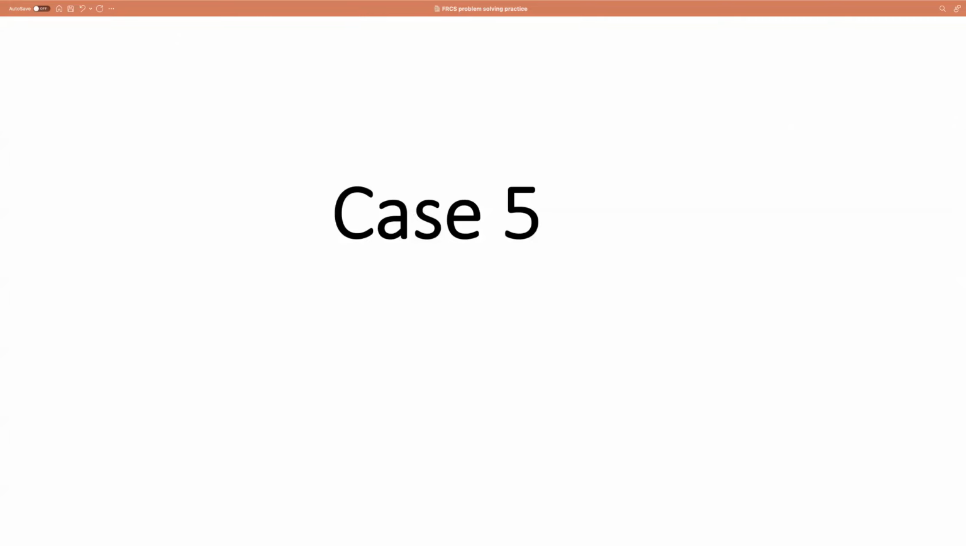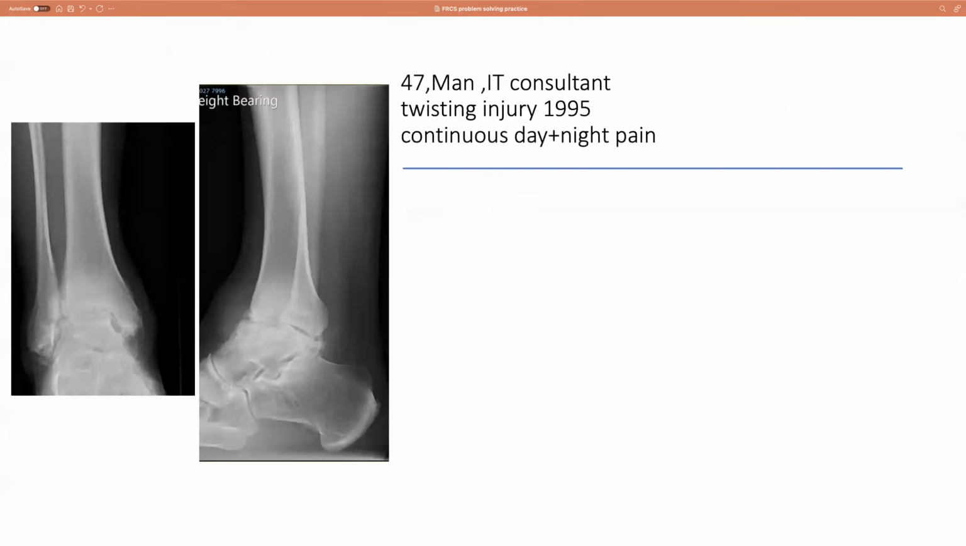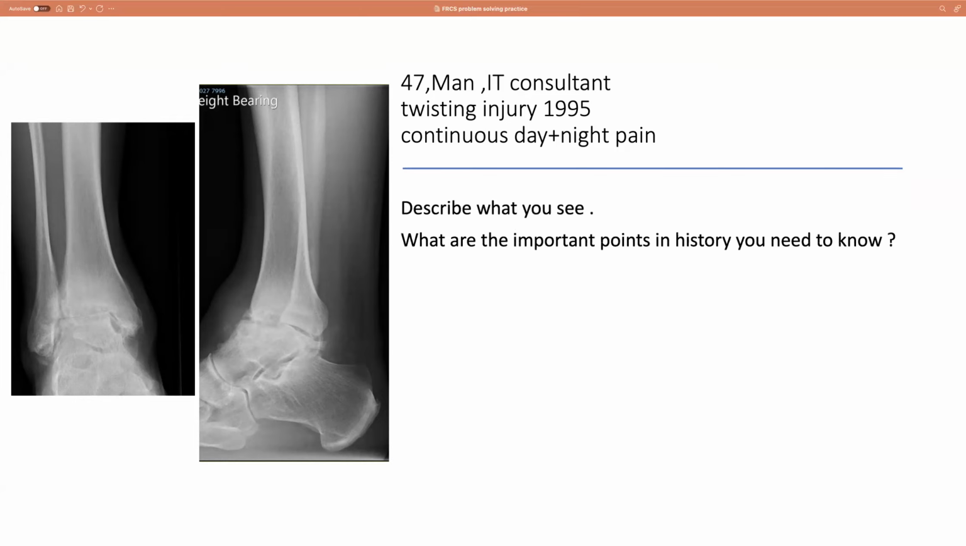Case 5. 47 years old man, IT consultant, twisting injury since 1995, continuous day and night pain. Describe what you see. What are the important points in history you need to know?